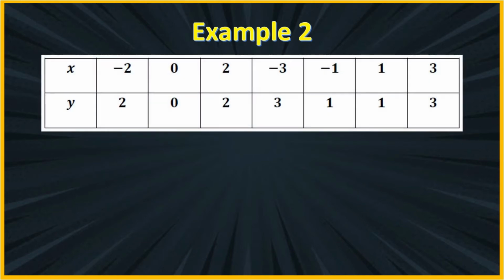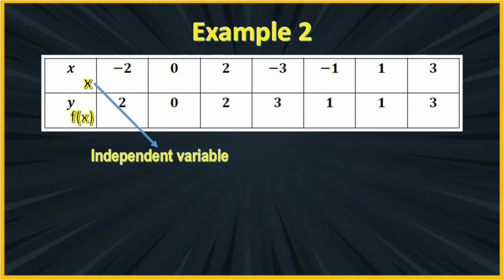We have here the second example, the table of values. x is -2, 0, 2, -3, -1, 1, 3. For the y values, we have 2, 0, 2, 3, 1, 1, 3. So here x and y, that is equal to f of x. Our x is the independent variable and f of x is the dependent variable.